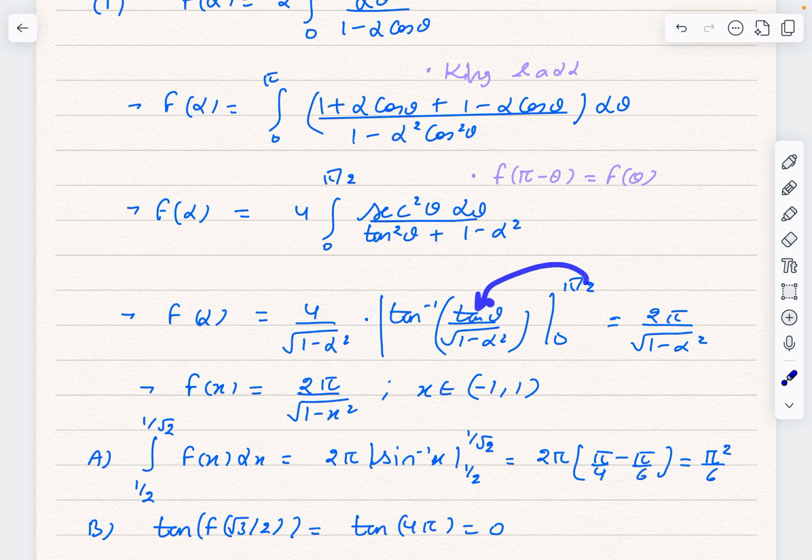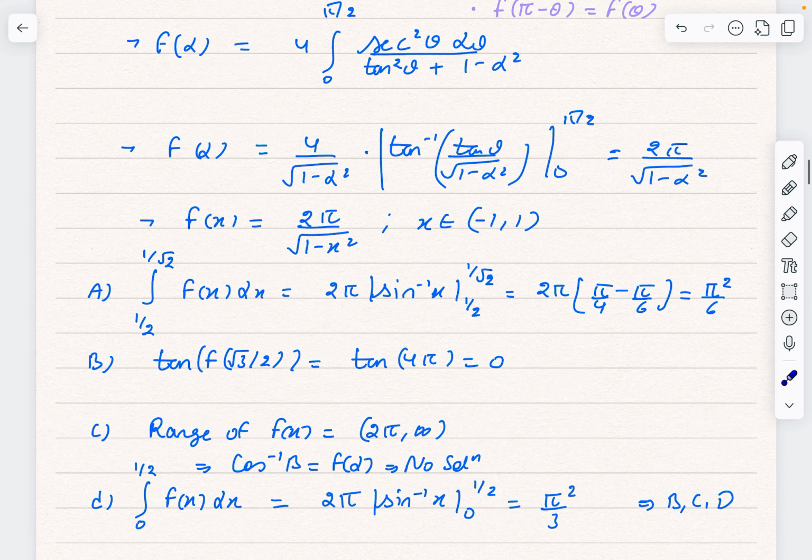When you put pi by 2, you get tan inverse infinity, which will be pi by 2. When you put 0, we get 0. So this value will just be pi by 2. So you get 2 pi by square root of 1 minus alpha square. So finally, you can say f of x is 2 pi by root of 1 minus x square when x belongs to minus 1 to 1.